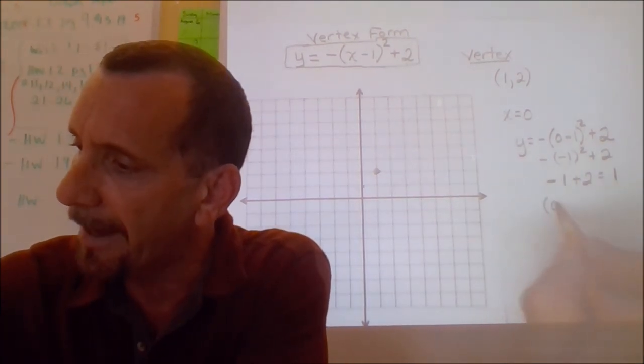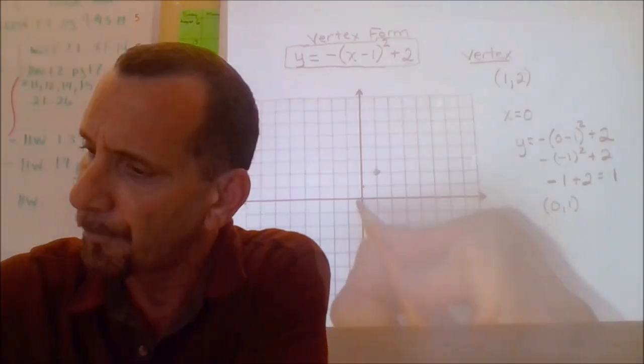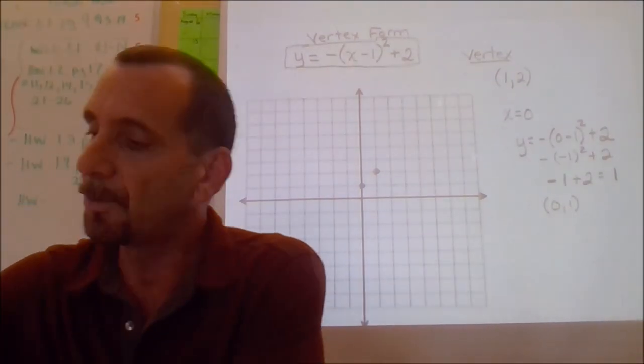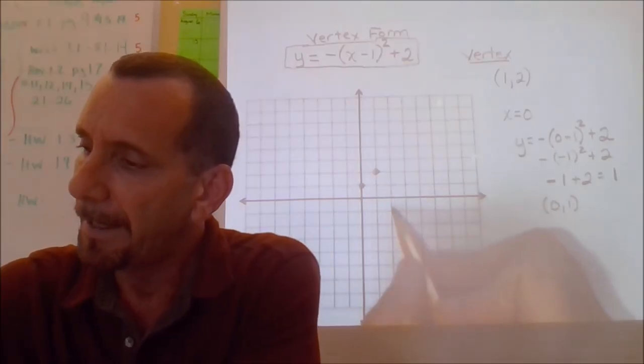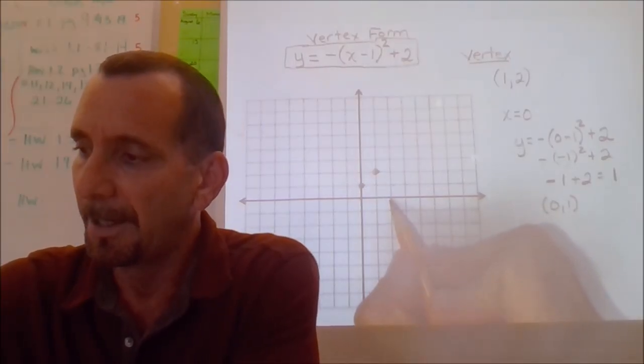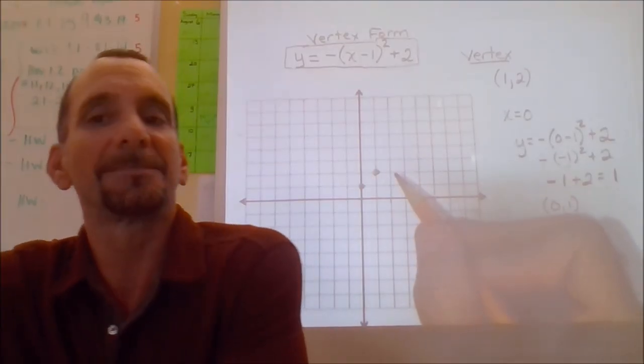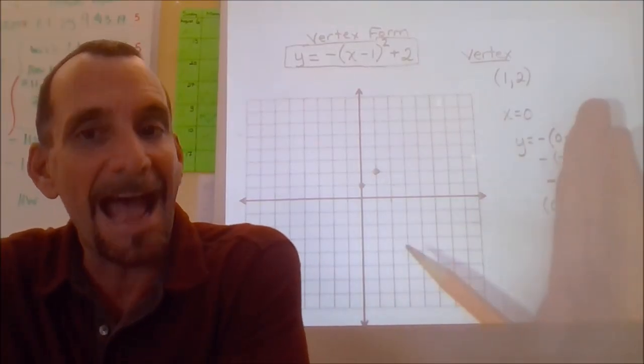So let's just plot that point, 0, 1. Oh, look at that. So what would you assume when x equals 2 is going to be the next point on this side of the axis of symmetry?